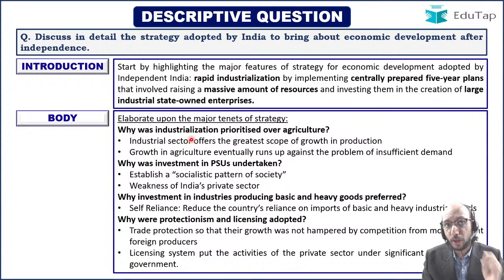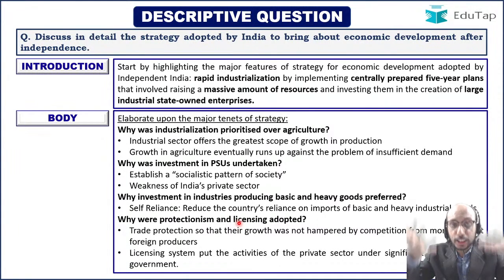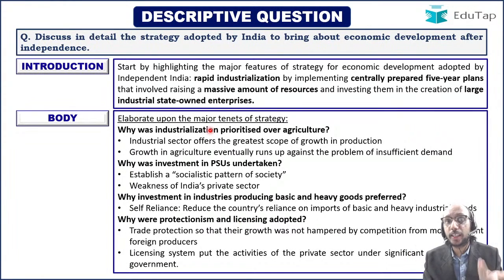Why is it that we prioritize industrialization over agriculture? Why is it that we prioritize public sector undertakings? Why is it that we prioritize heavy and basic goods industries? Why is it that we prioritize protectionism? Why is it that we adopted licensing? We have to answer these questions because this is the fundamental tenet of our strategy. This is the underpinning of our strategy. Strategy इसी के इन्हीं decisions के ऊपर तो बैठी थी इंडिया की.